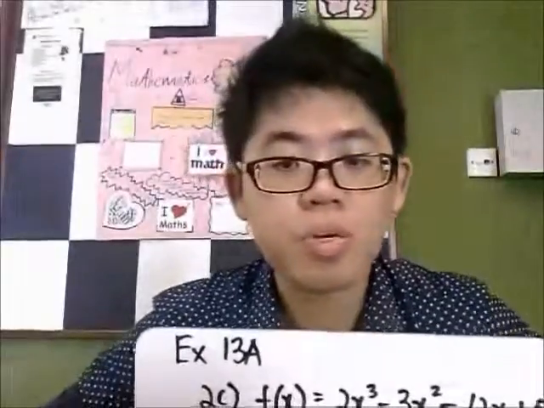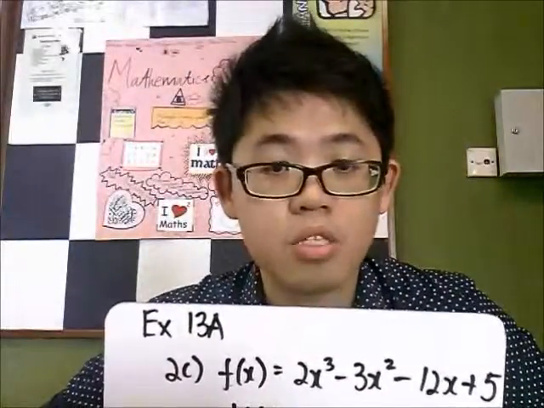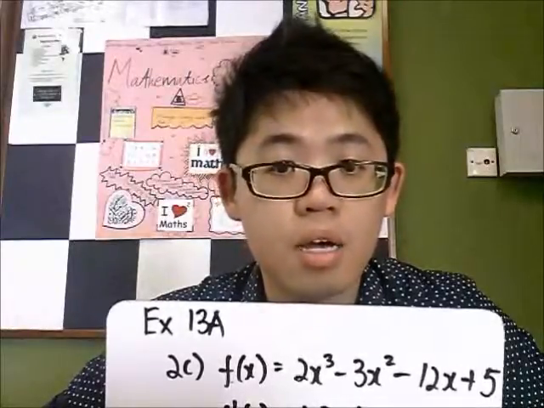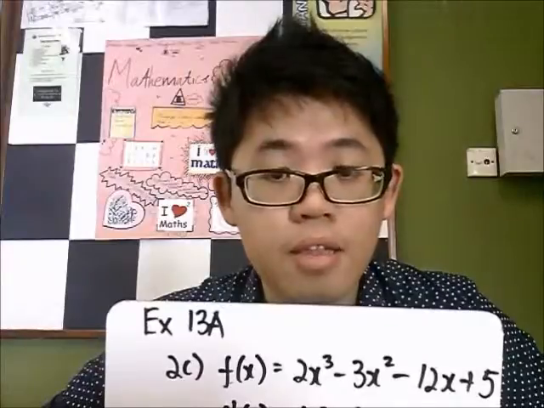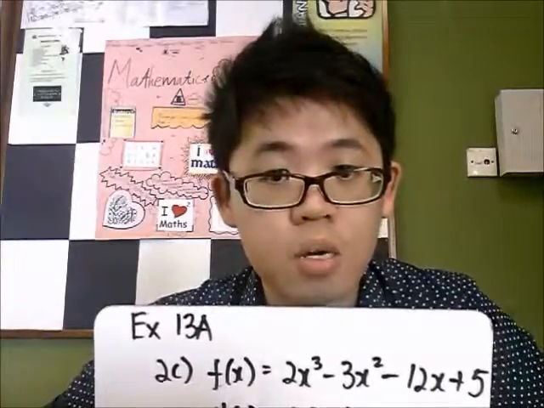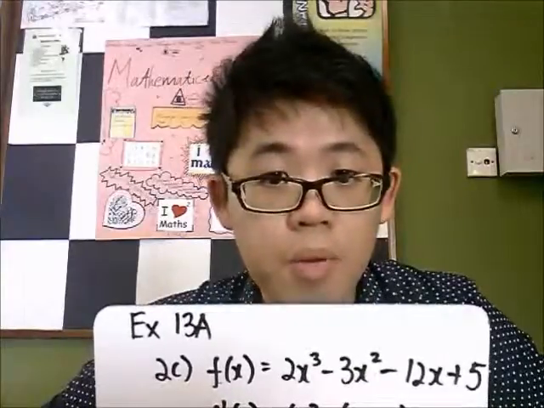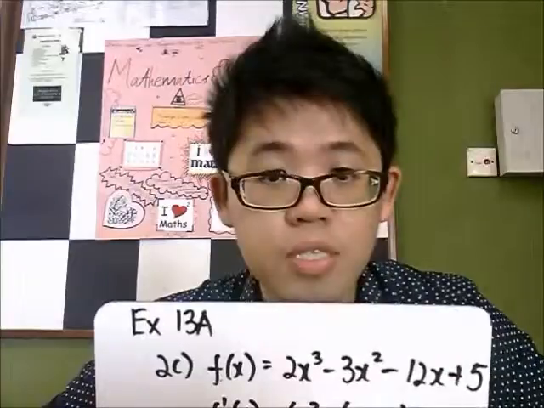Okay, what I want you to do is look at question 2C. 2C is a bit different. So look at the question. They are asking you to find a decreasing function. And if you take a closer look, the equation might be a bit harder, and I'm going to go through it with you step by step.